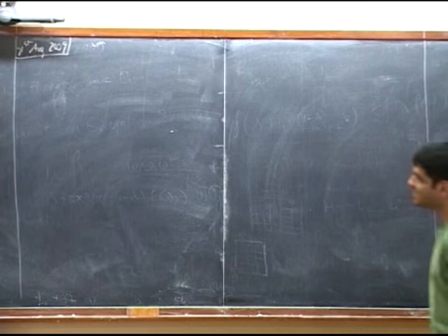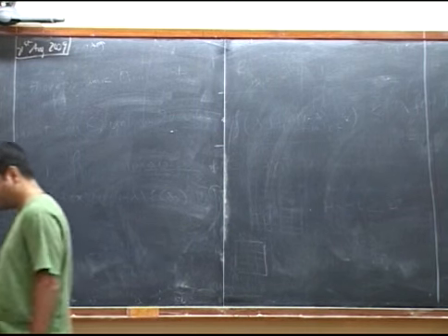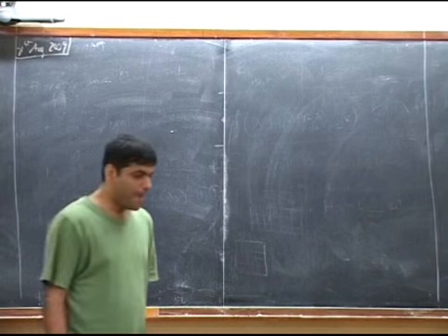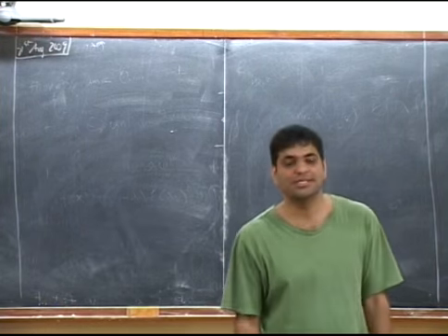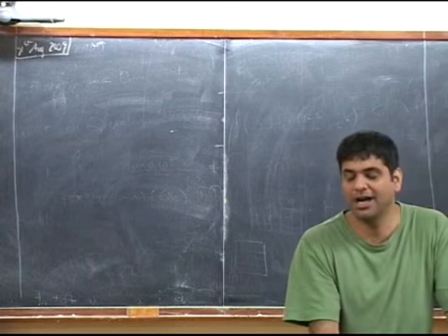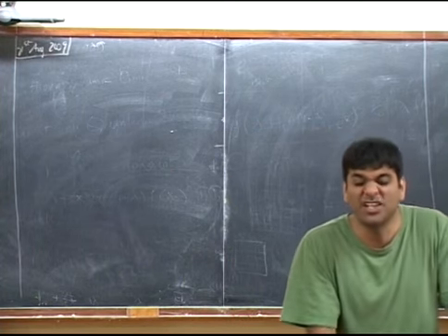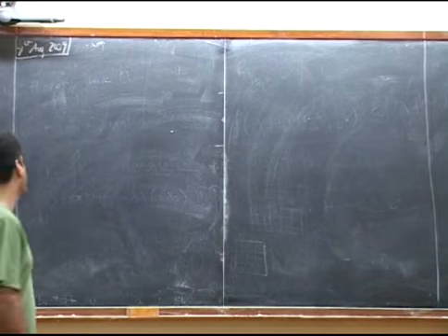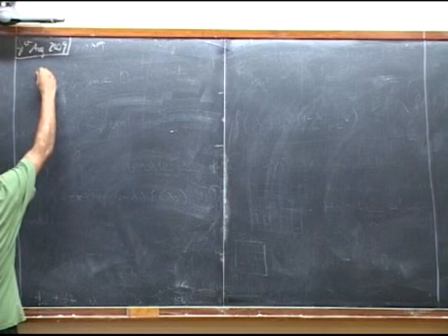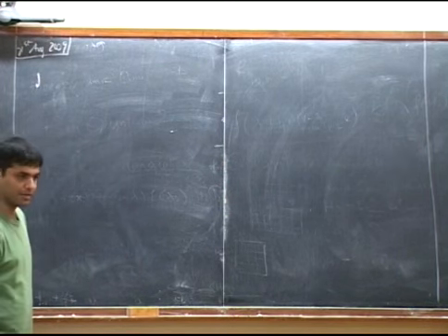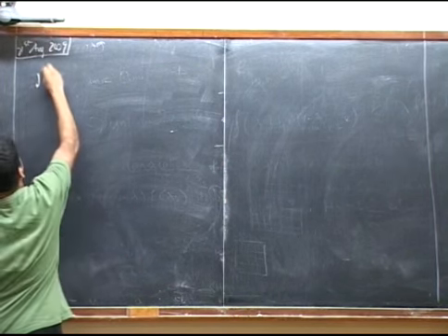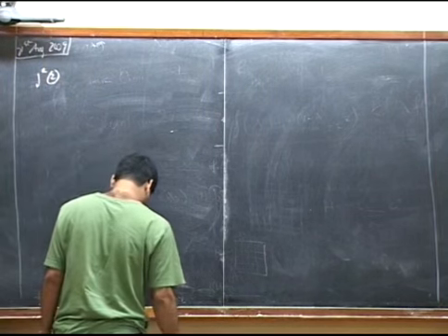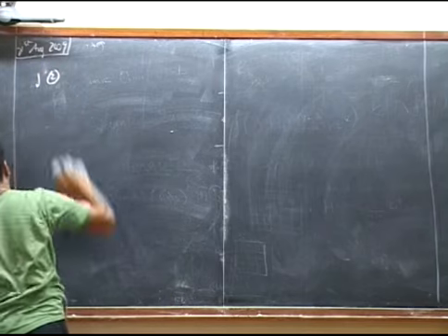I'm going to follow Polchinski and introduce the notion of an anomaly through a two-dimensional example. So suppose we had some currents.